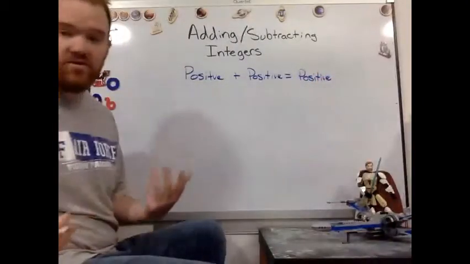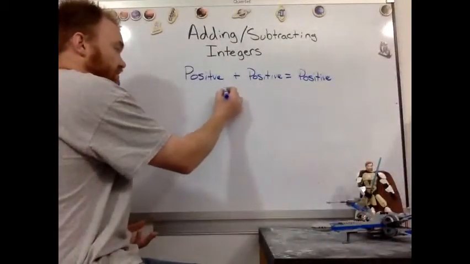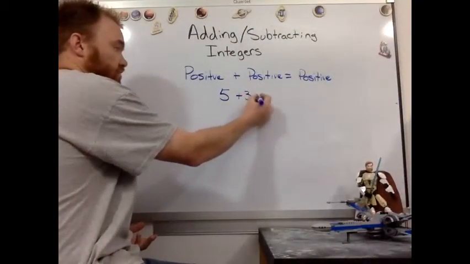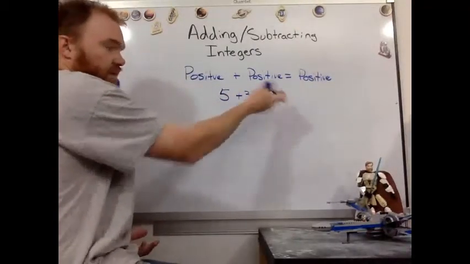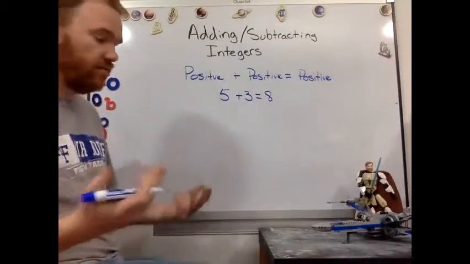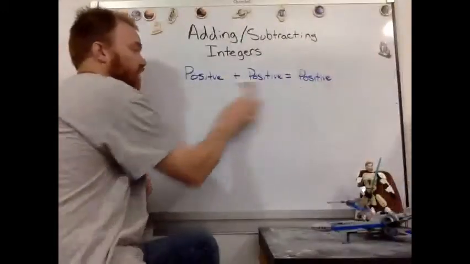Okay? That's always going to be more positive. We've been doing that since kindergarten, right? 5 plus 3 equals 8. So positive 5 plus positive 3 is going to equal positive 8. We should be okay with that, and nothing changes there, okay?